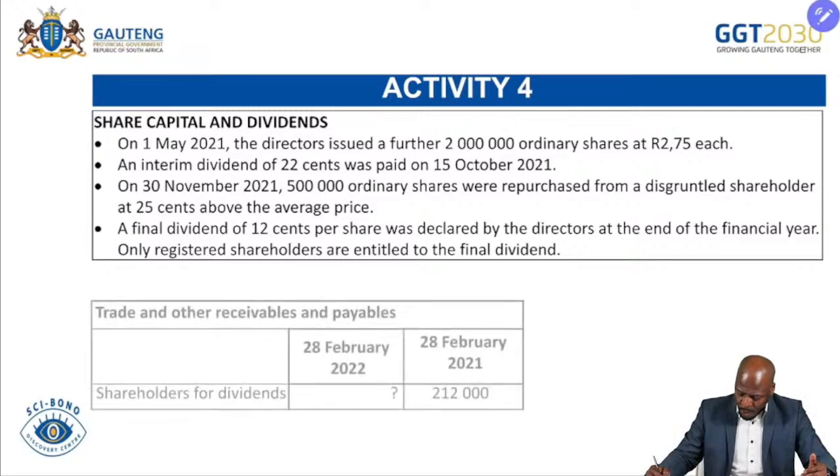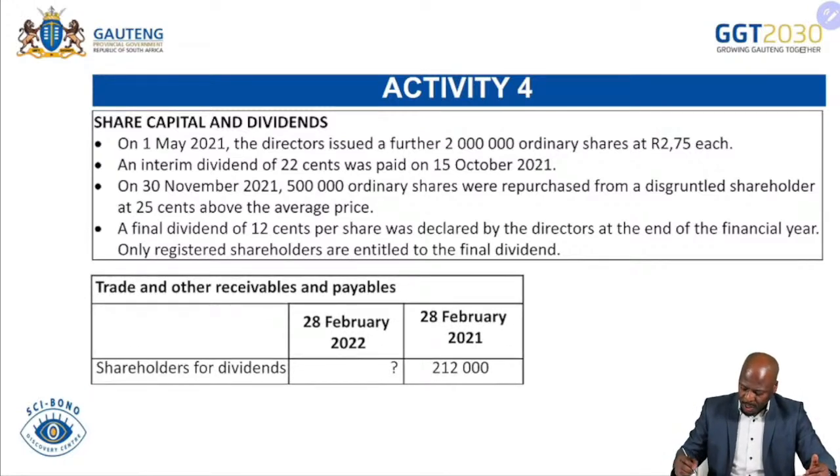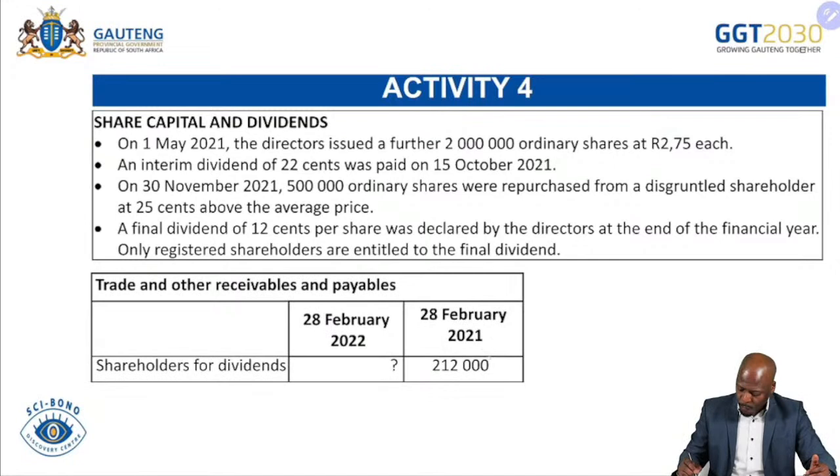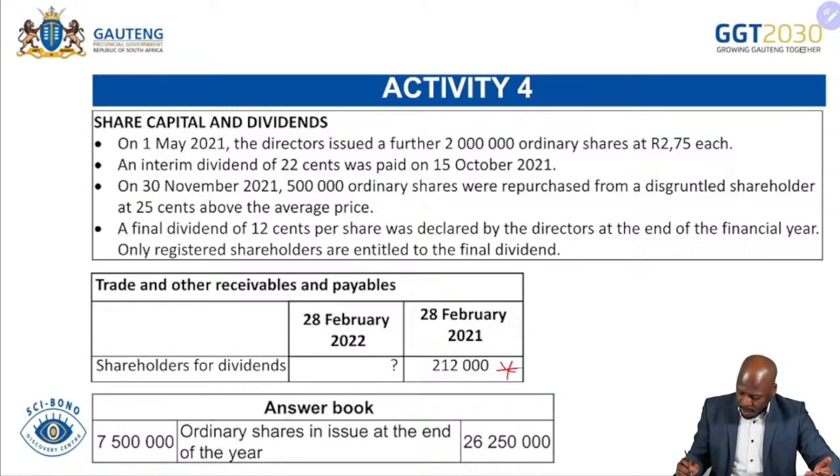And then what we want to see is what are we given? Shareholders for dividends. So here is my last year's final dividends. The quickest way, by now you know, to get your dividends paid is to simply say last year's final plus this year's interim. That becomes your dividends paid.